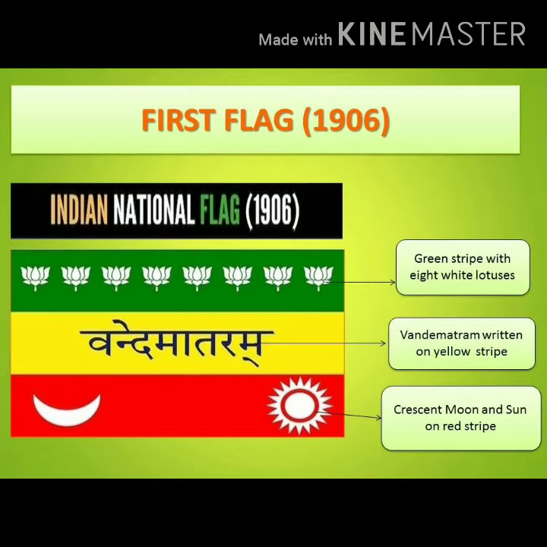The flag was composed of 3 horizontal stripes of red, yellow and green. You can also see in the picture, the topmost stripe is green, the second one is yellow and the last one is red. On the top green stripe, 8 white lotuses have been shown in a row. On the middle yellow stripe, the words Vande Mataram are written in dark blue color in Devanagari script. And on the bottom stripe, a half moon and a sun have been shown in white color.